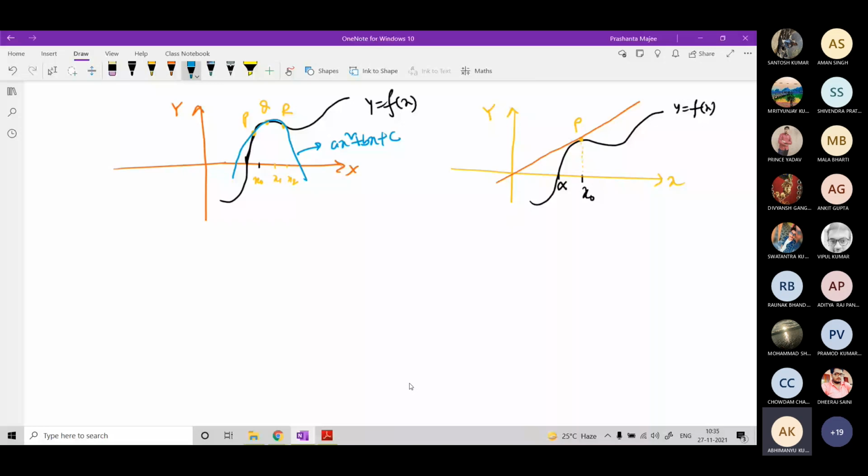Is that result known to you? For any 3 nonlinear points, there exists a unique parabola or quadratic polynomial. So I've taken 3 nonlinear points P, Q, R. So I'll be particularly finding out that parabola which will be passing through these 3 points. That parabola I have represented by ax square plus bx plus c. Now that parabola is representing the actual curve y equals f of x in the neighborhood of the root in a better way compared to the tangent, is it not?